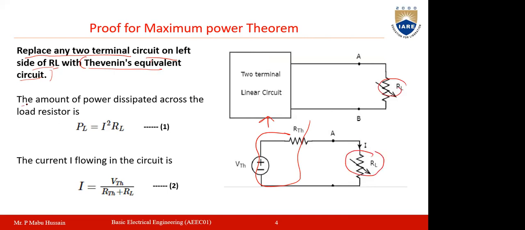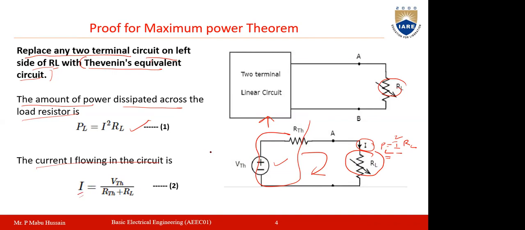Now, the amount of power dissipated across the load resistor is given by the current flowing through the load resistance. This source will deliver some amount of current, and this current will flow through the load resistance RL. The power across the load resistance will be PL equals I squared times RL. So this is the total power dissipated across the load. Now, if you want to determine the current flowing in the circuit, the current flowing from the source will be equal to I.